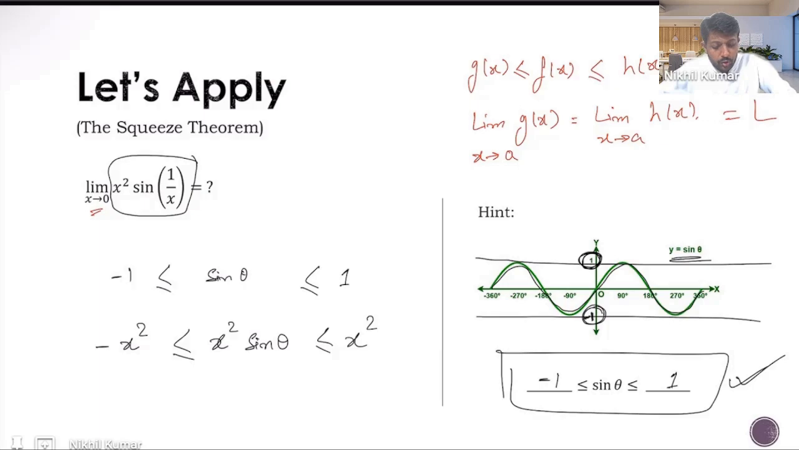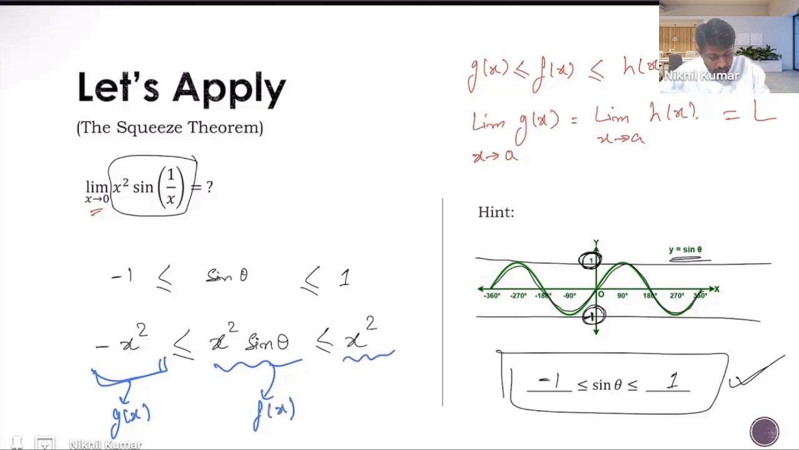I'm going to show you something here now. Can I call this thing g of x, this thing f of x, and this thing h of x? From here, we see that limit of g of x and limit of h of x coincide.